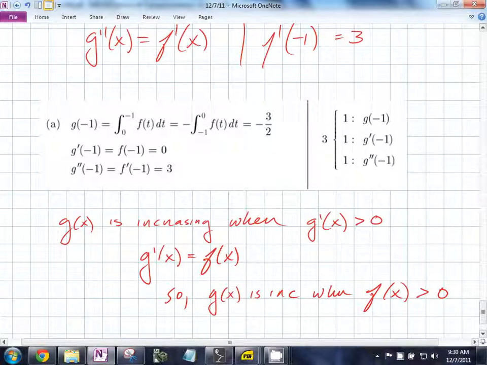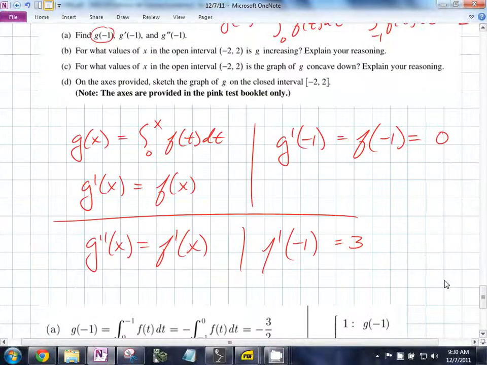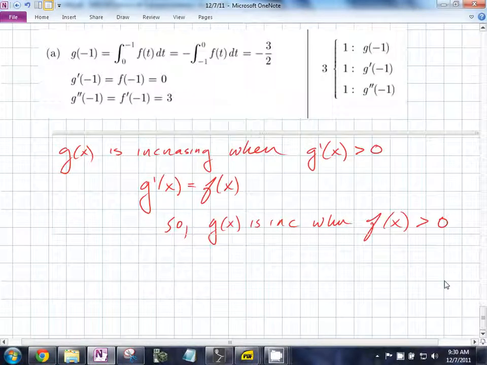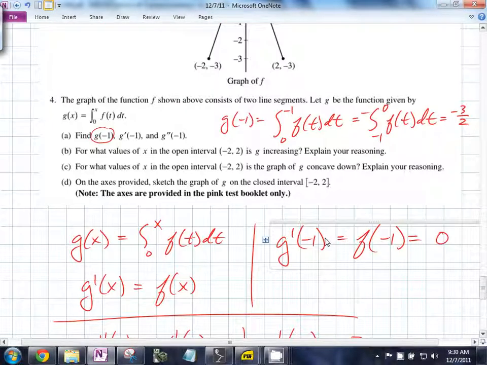And it's really important that you use soft brackets there, because if you use hard brackets, is it correct? No, it's not correct. Part B also says explain your reasoning. Well, there's our reasoning right there. That is totally fine. We know it's concave down from 0 to 2.